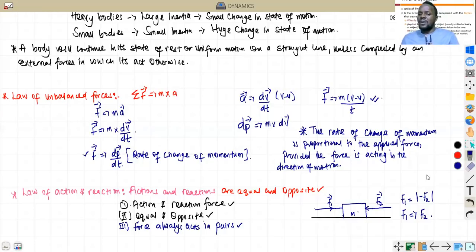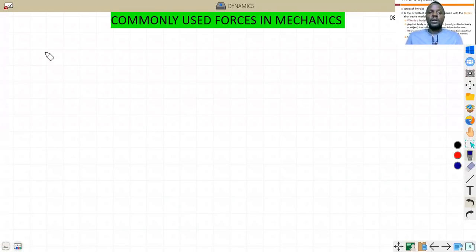The last aspect, which is the last slide before the illustration slide, is commonly used forces in mechanics. Mechanics, I said, is an aspect of physics that studies motion. The forces we use in mechanics, which you need to keep in mind for now, the first one we call normal reaction, or normal force. Another force you can keep in mind for now is tension.